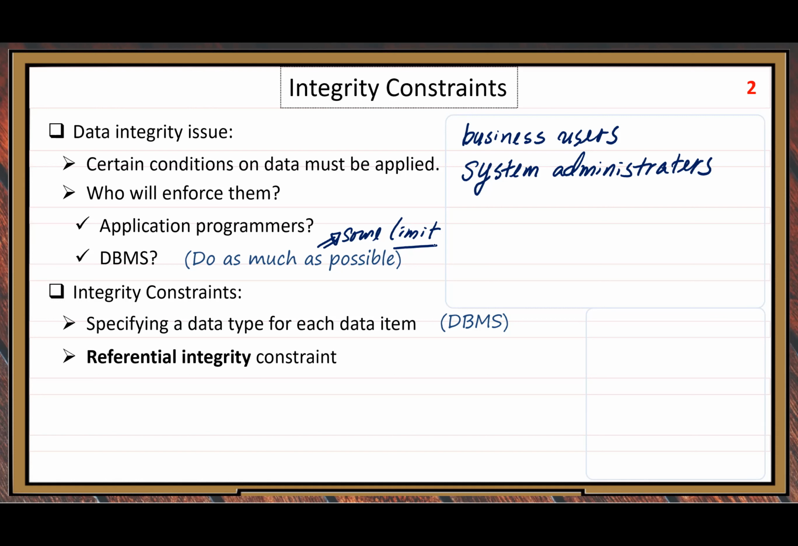The second type is the referential integrity constraint. This one is a little more complex. What is referential integrity? This concept is related to another concept called a foreign key. We will learn the details of the foreign key later, but here I just give you a quick explanation.